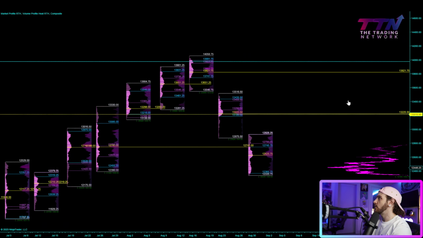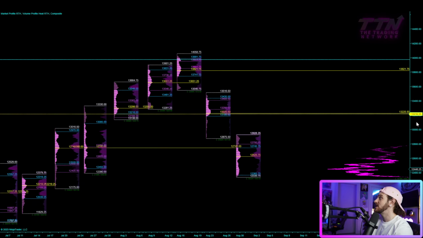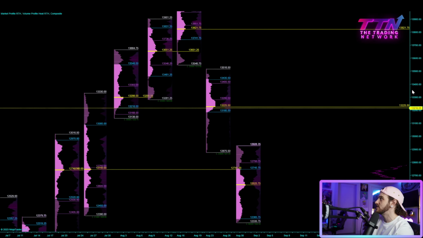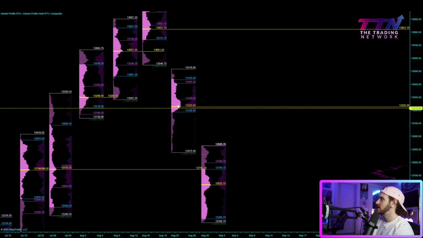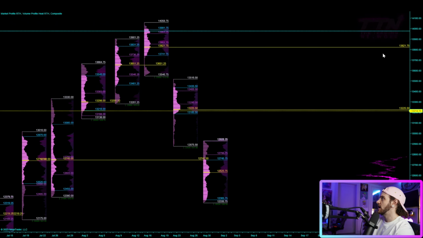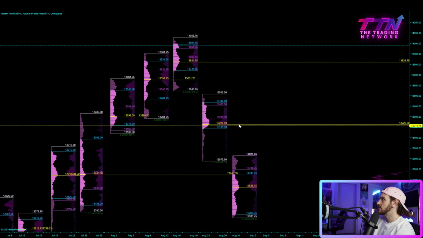So technically, we do have naked POCs. We are just about to tap this naked POC, or we're very likely to tap it tomorrow. We're 10 points away from it right now. But if we tap 13,225 in a regular trading hours session, we are tapping this POC from August. We've got a level that we haven't seen actually since August 15th, 13,821. So that is a naked POC that I think is very likely for us to move up to if we do see some upside pressure.